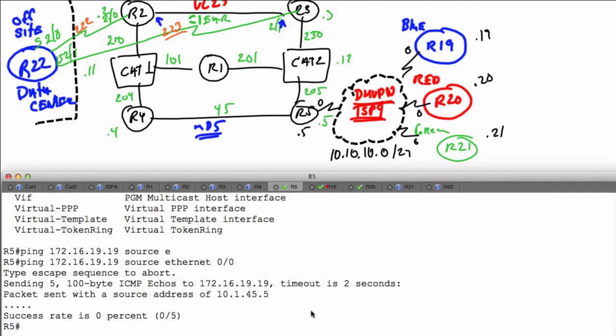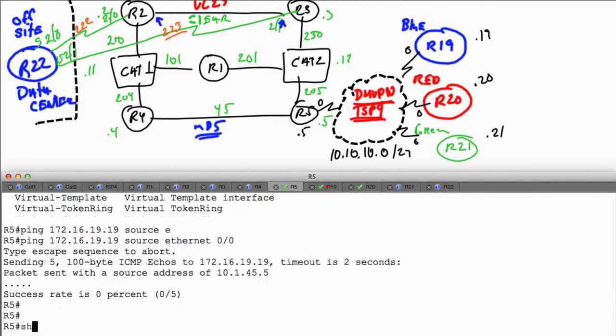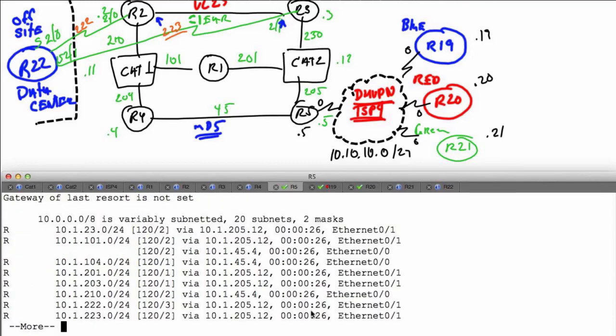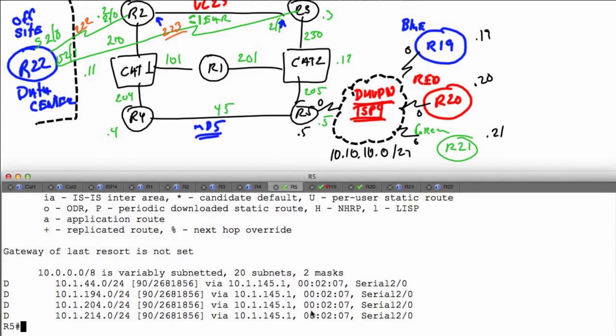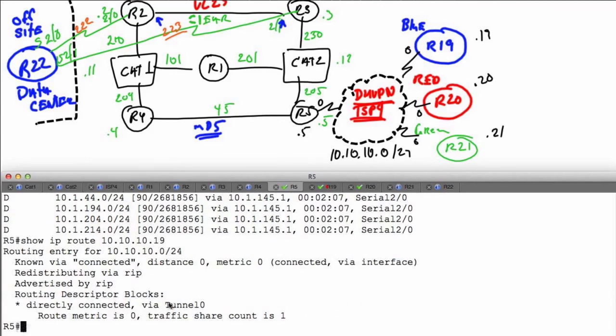So it's a very interesting scenario. It's a pretty significant conundrum. Show IP route RIP, show IP route EIGRP. Well, the only thing that I'm learning via EIGRP are about the interfaces that I want to learn on. So that's going to be 44, 19.4, 24, and 21.4. So my next hop, so show IP route 10.10.10.19, my next hop is going to be via my tunnel.